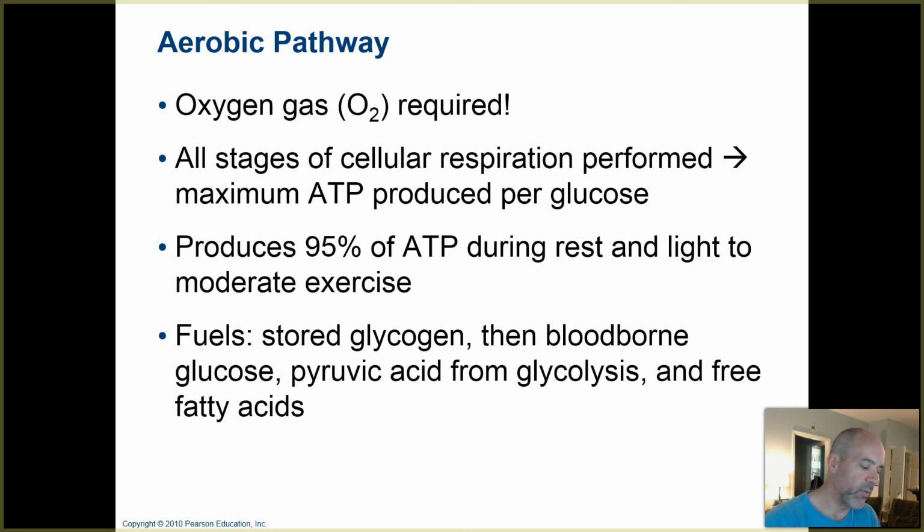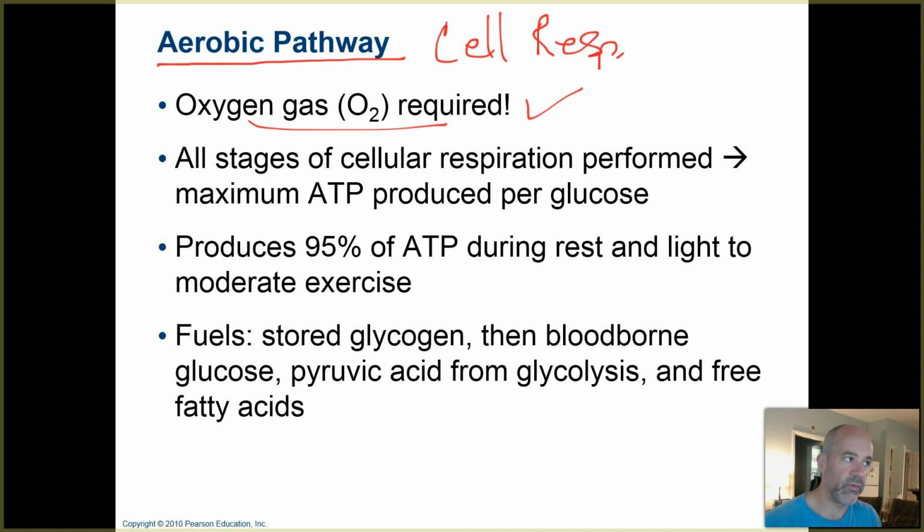All right, so just to review, when you do the aerobic pathway, and that's cellular respiration, O2 is required. You do all of those phases of cellular respiration, all those chemical reactions. You're involving lots of enzymes to make that happen. You're going to get your maximum amount of ATP. This is what happens at rest. As you know, you have some tone in your skeletal muscles, so they're always doing some of that cross bridging to help them maintain their tone. And when you're doing light to moderate exercise.